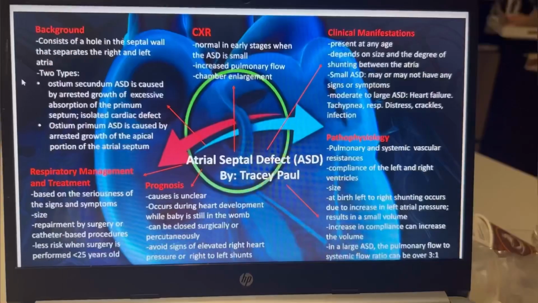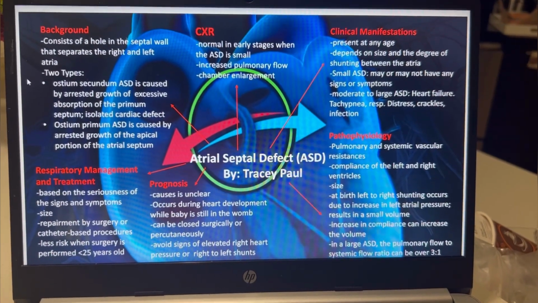According to NIH, complications pertaining to this disease include dysrhythmias, right-sided congestive heart failure, or stroke-related issues. Signs and symptoms may include tachypnea, respiratory distress, heart failure, crackles upon auscultation, infection, and so on. So as you can see, this is a serious disease. And now I can go into actually showing you my mind map.